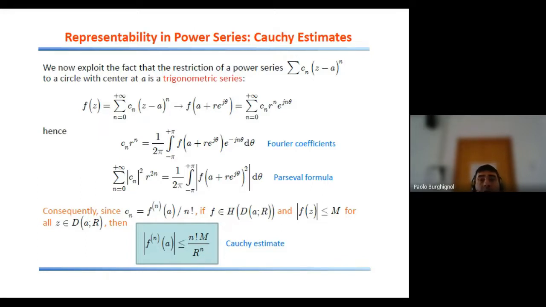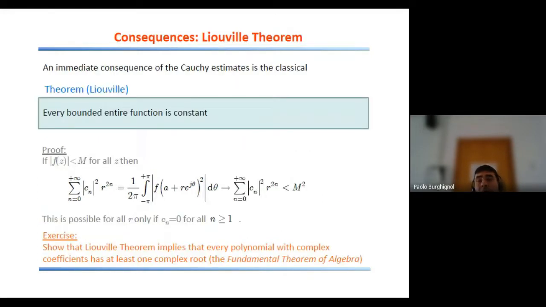Now, as a consequence of this, you have a classical and powerful theorem by Liouville, which says very simply that every bounded entire function must be a constant. So if you know that a function is analytic everywhere in the complex plane, and in addition, this function is bounded, then this function must be a constant. So a very striking result.